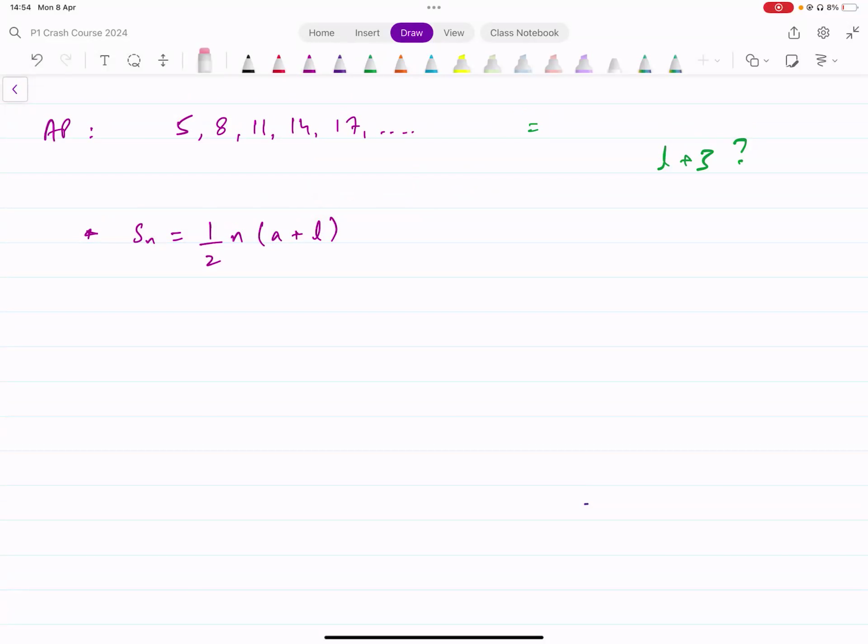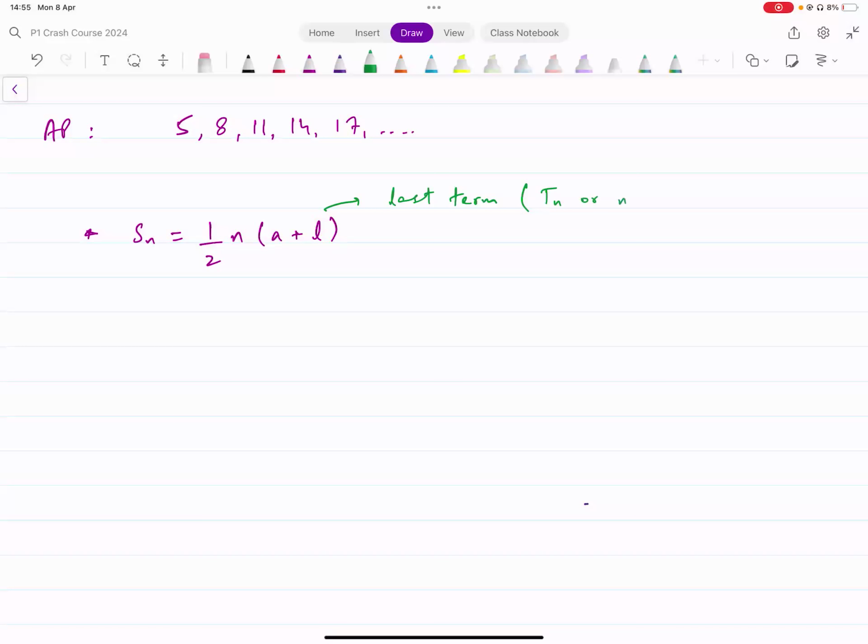Okay, let me actually get back to this. Let's try to understand this first. So 5, 8, 11, 14, 17. This is what the sequence looks like. It's a never-ending sequence. Now it goes on like this. What does L here mean in this formula? Because you can see there's no last term of the sequence as such. Now there's a particular meaning of this letter L here. Last term here basically means Tn, the nth term. That's what it actually means.